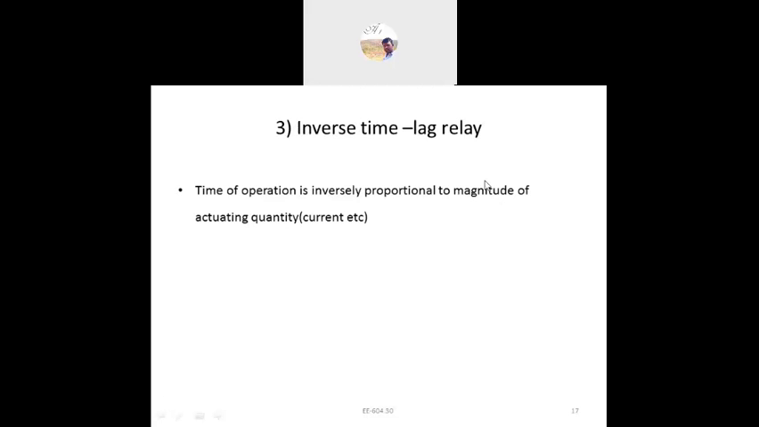So the time of operation is inversely proportional to the magnitude of the accumulating quantity. You can see the fault current and the time of operation. If the fault current is increasing, the time of operation will be decreasing. That is based upon the current, so the relay operation time will vary. That is the inverse time lag relay.